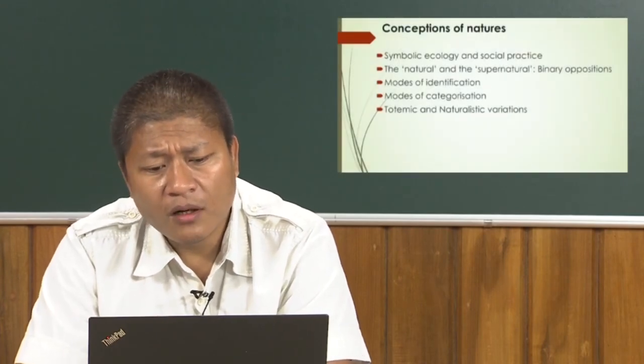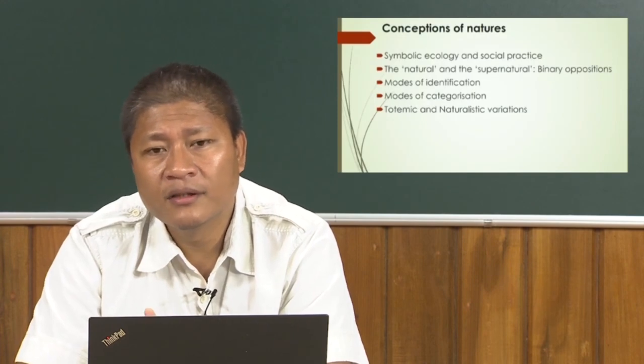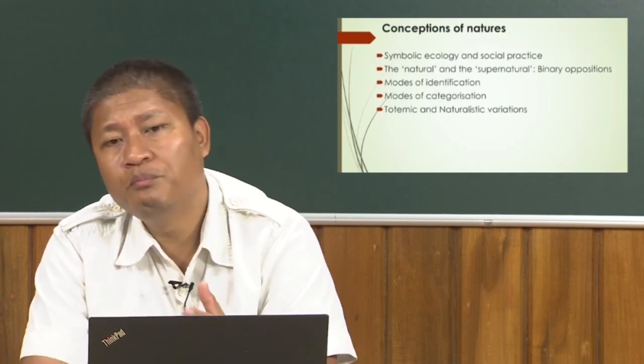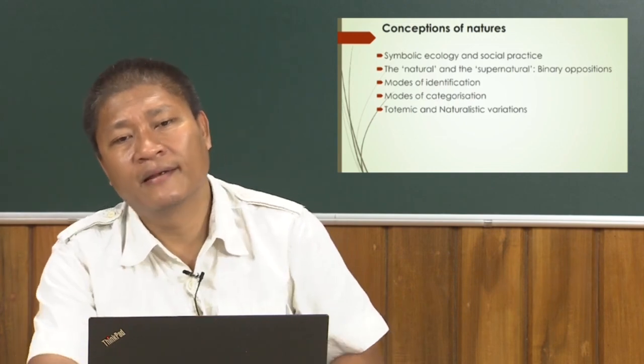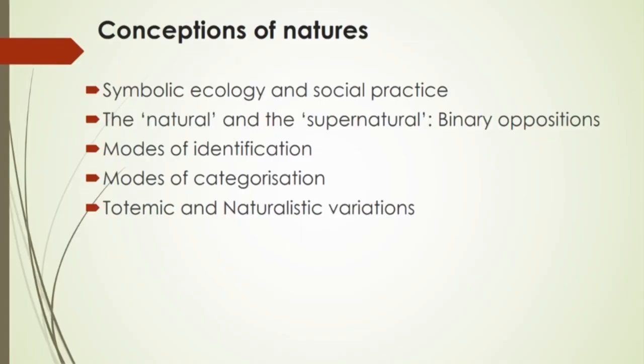Now, if you look at the natural and the supernatural binary oppositions, there are different modes of categorization. For example, the totemic belief and the animist system. In totemism, people tend to share a certain kind of relationship with nature by espousing that certain kinds of plants or animals represent that particular cultural group. And that way, the perception of the supernatural is again prevalent in the animist system.